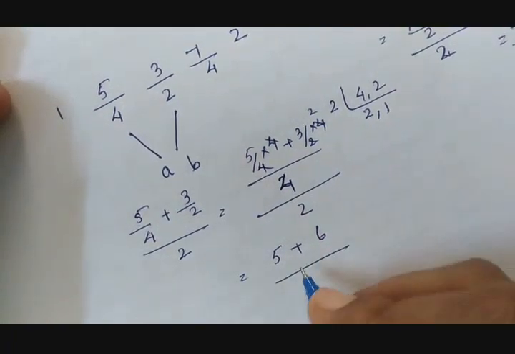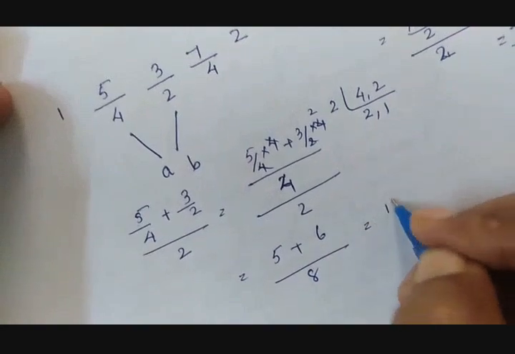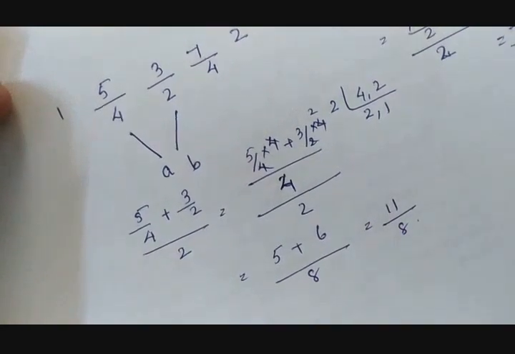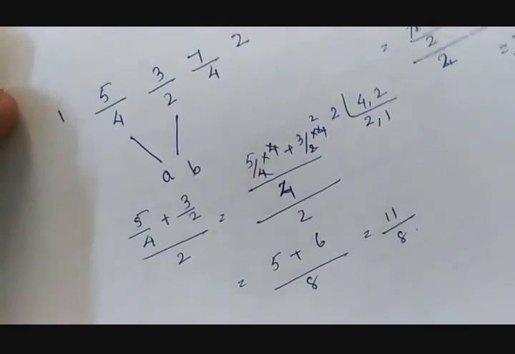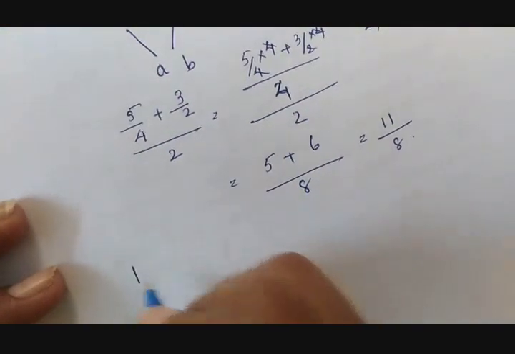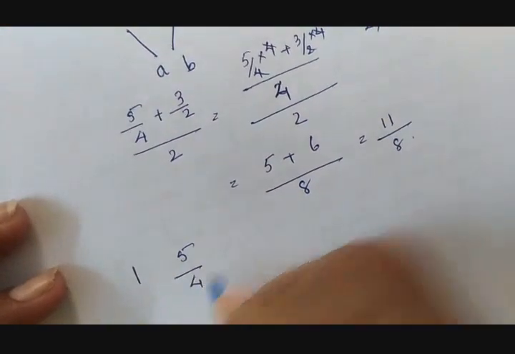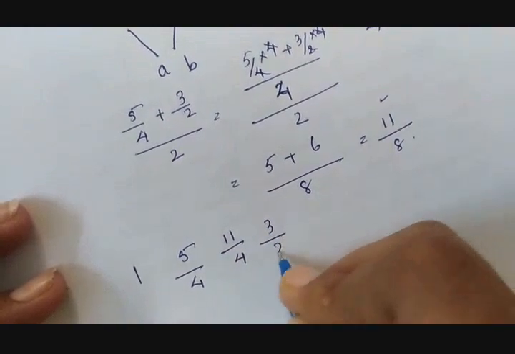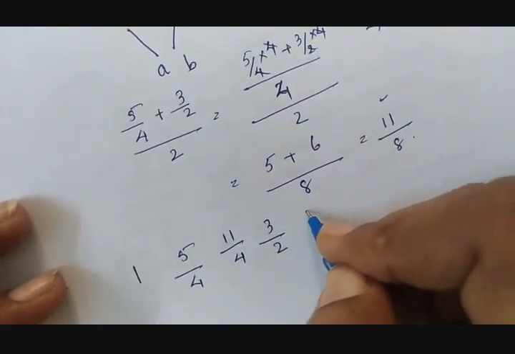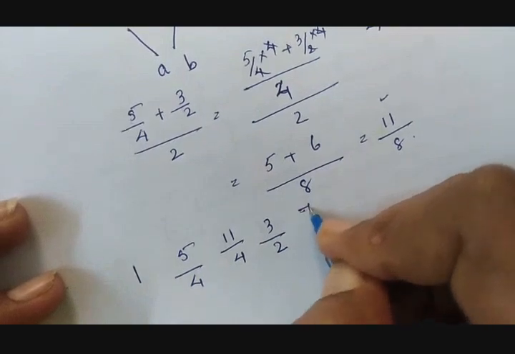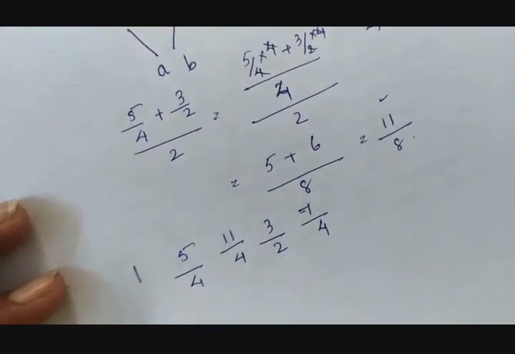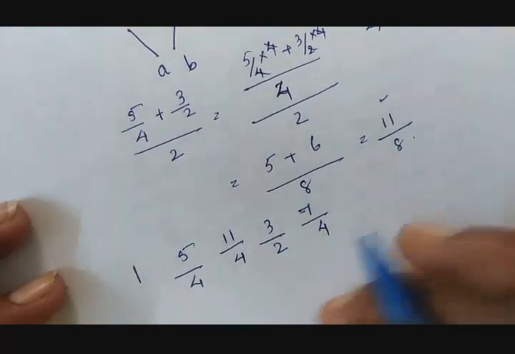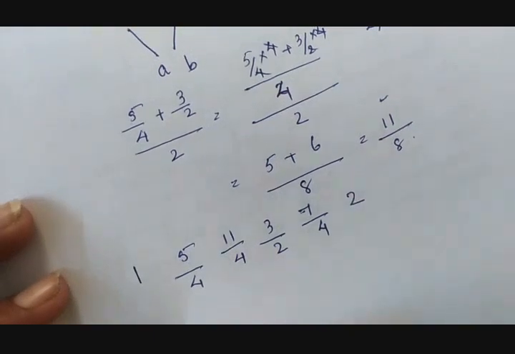The whole divided by 8. So 11 by 8. So we can rewrite the intermediate values as 1, 5 by 4, current value 11 by 8, next value 3 by 2, 7 by 4, and last one 2.